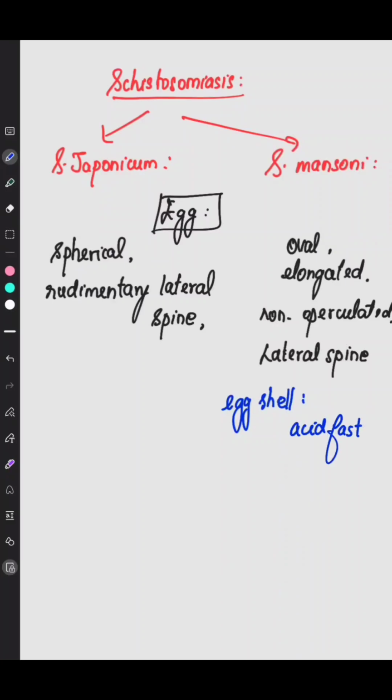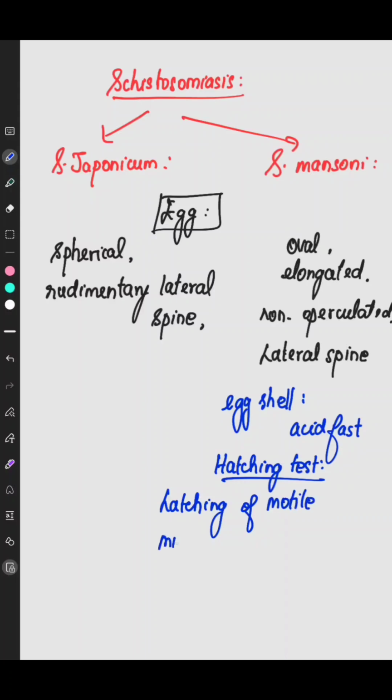The eggshells of mansoni will be acid fast. And then a hatching test is also done, which causes hatching of motile Miracidia larva from the egg. The larval stage is known as Miracidia larva, which can be seen when the stool specimen is diluted in water, thereby confirming the viability of the parasite by the hatching test.